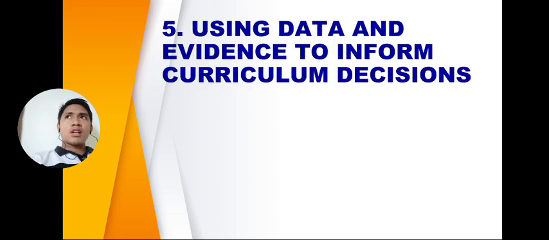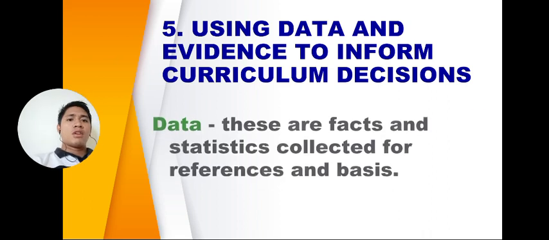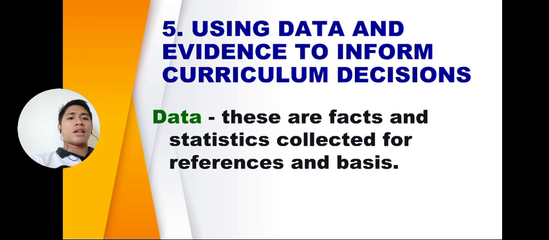Since there are a lot of subtopics under the evaluation and implementation of the 21st century curriculum, I will just be focusing on number 5, because numbers 1 to 4 were already discussed by my fellow group mates. Number 5 is using data and informed evidence to inform curriculum decisions. When we talk about data, these are facts and statistics collected for reference and basis.